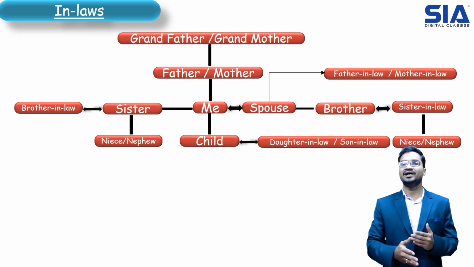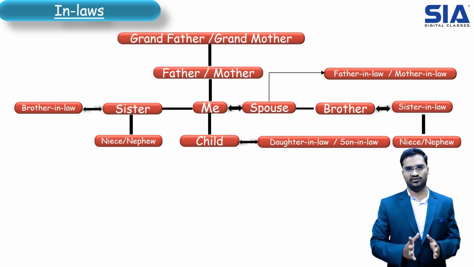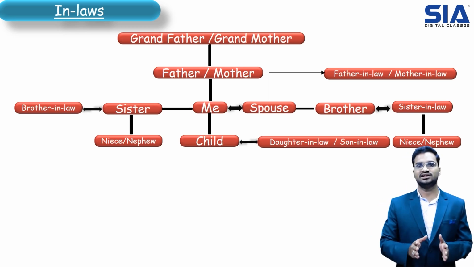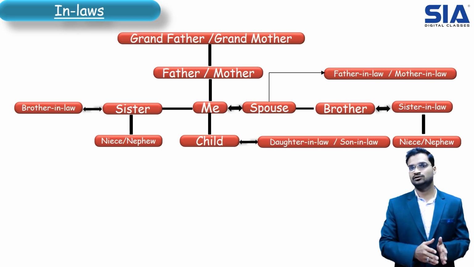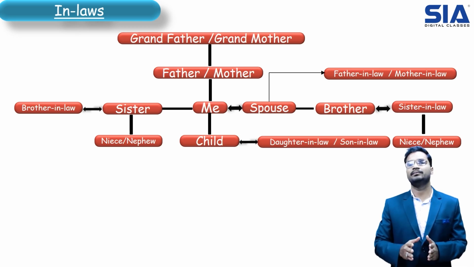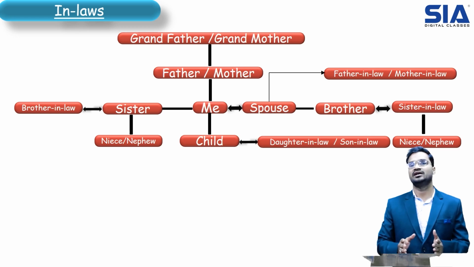Whenever my sister has a child which is either male or female: if my sister's child is a male, he is called nephew. When my sister has a daughter, she is called niece. Now coming to my brother. If my brother has a son, he is called nephew. When my brother has a daughter, she is called niece. So these are the niece and nephew relationships.